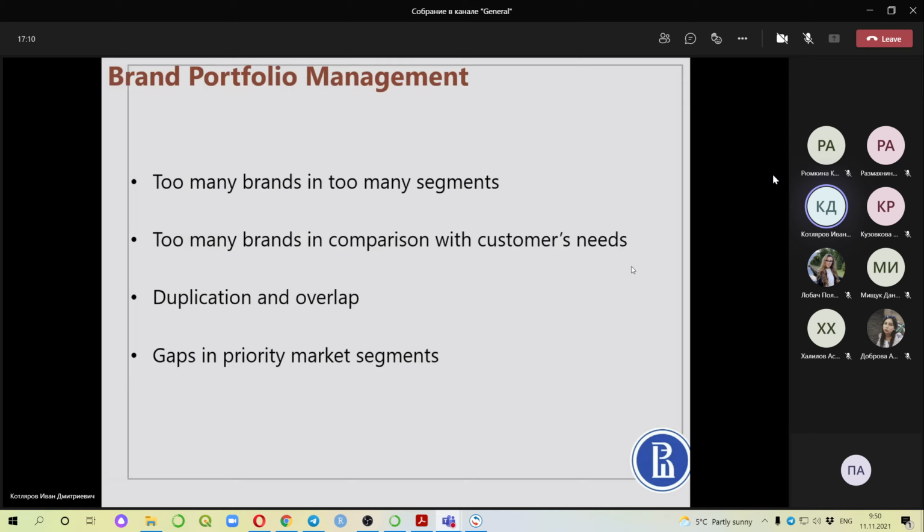Obviously, both situations should be avoided. Again, one brand per one market segment. Okay, guys, is it clear? Yes, it is. Okay, great. Let's continue.